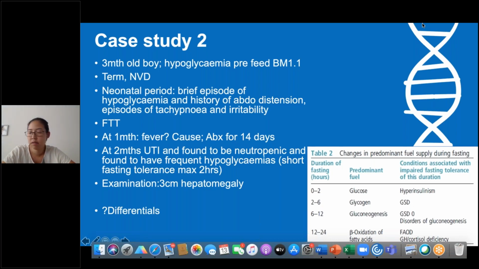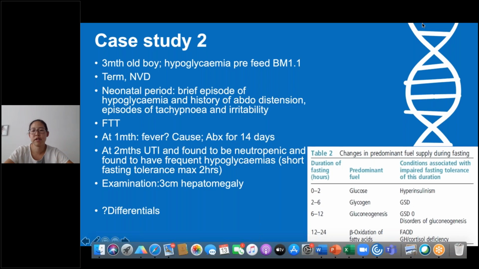So on examination, you have a 3-centimeter hepatomegaly. So there are lots of big red signs saying this is more than just simple ketotic hypoglycemia, for example, because firstly, he's not really in the age group. Secondly, he's got all these: a bit of fever, UTIs, neutropenia, hepatomegaly.